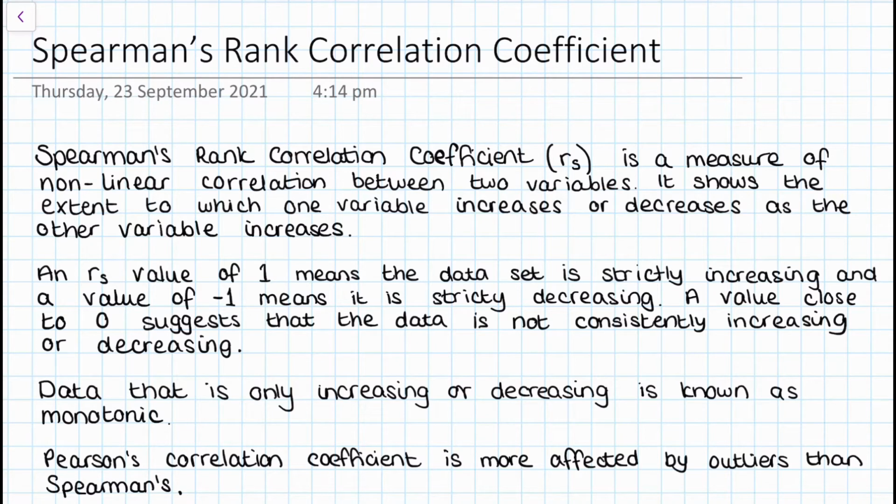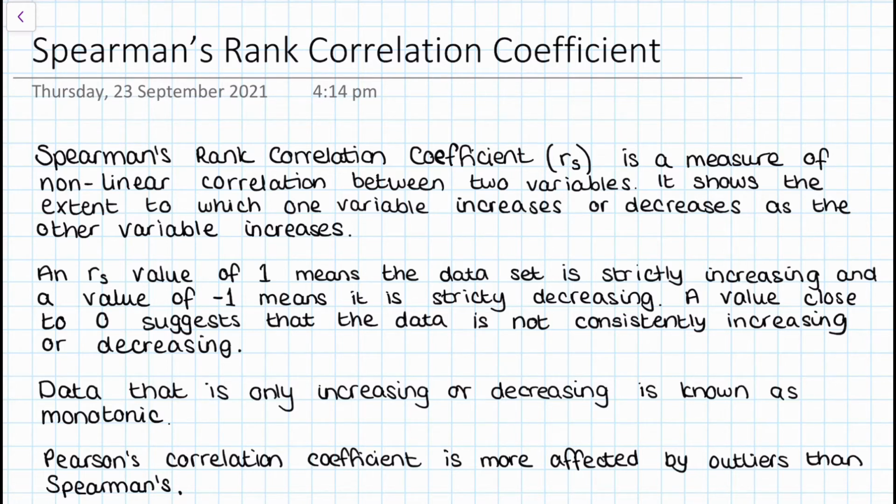This video is on Spearman's rank correlation coefficient. Spearman's rank correlation coefficient, which we denote with R and a little s, is a measure of the nonlinear correlation between two variables. It shows the extent to which one variable increases or decreases as the other variable increases. A Spearman's rank correlation coefficient value of 1 means the data set is strictly increasing, and a value of -1 means it's strictly decreasing. A value close to 0 suggests that the data is not consistently increasing or decreasing.